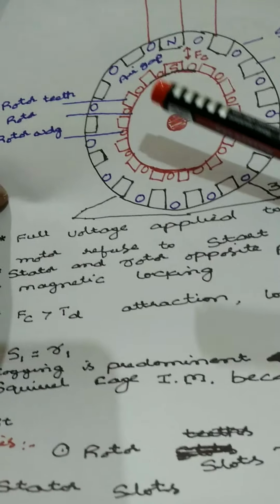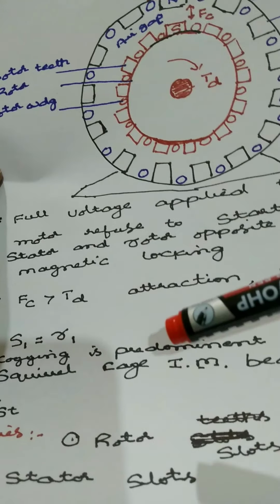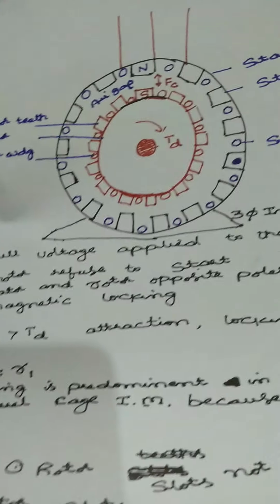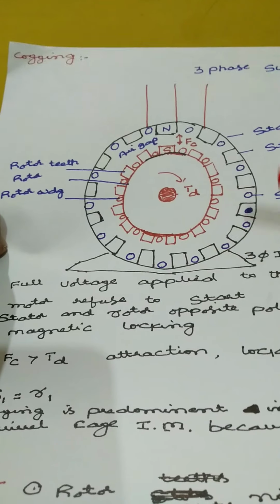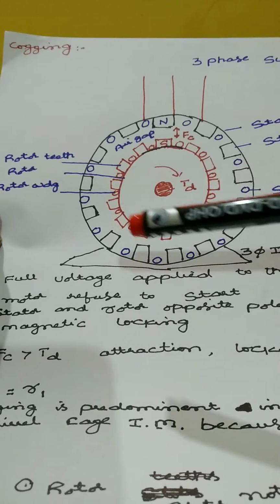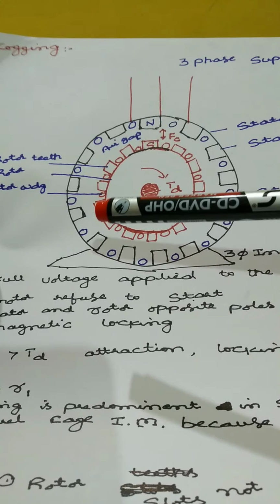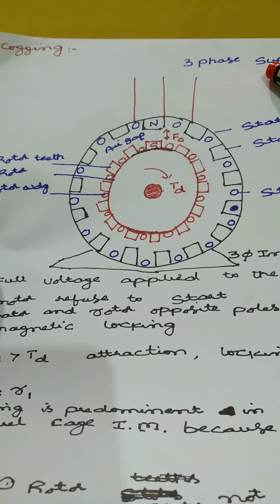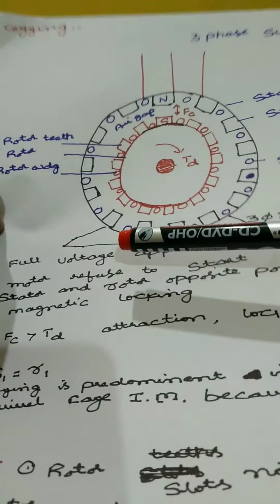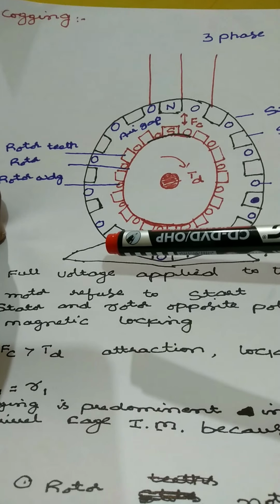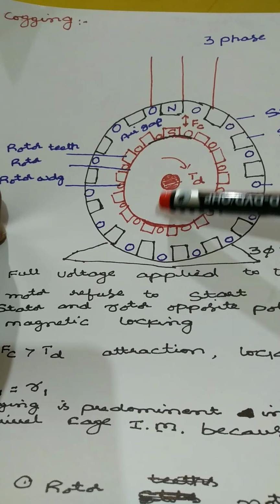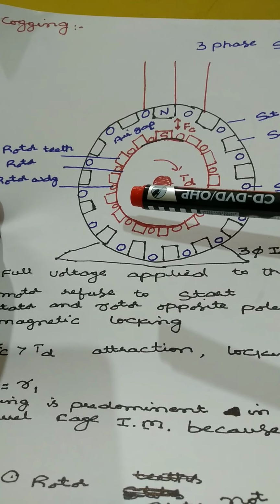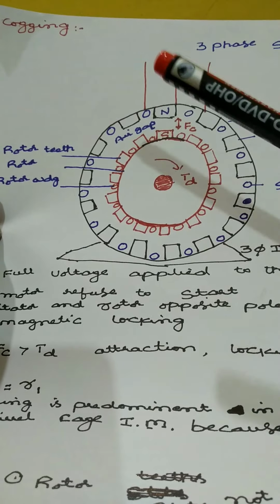So this is the problem, and this is the remedy. Such a phenomenon we call the cogging phenomenon. It is an important concept in the three-phase induction motor. Whenever you give three-phase supply and the motor is unable to pick up its speed, you must immediately decide that magnetic locking is taking place, and then take action.